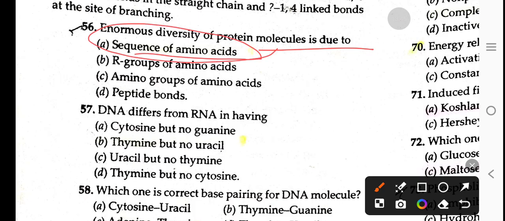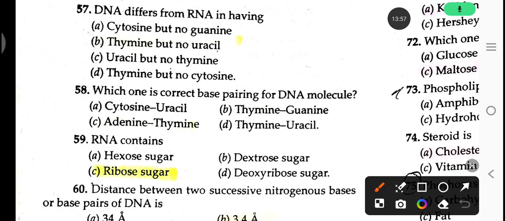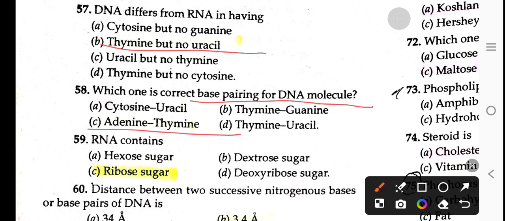Next, DNA differs from RNA in having, so DNA consists of thymine but no uracil. So it is option number B. Which one is the correct base pairing for a DNA molecule? So adenine always bonds with thymine in DNA, whereas cytosine binds to guanine. So option number C is the right answer. RNA contains ribose sugar.